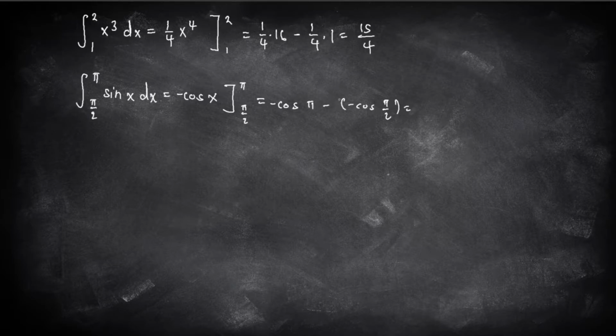Okay, cosine of pi is negative 1. Negative 1 times negative 1 is 1. Minus cosine of pi over 2 is 0, so that's just minus 0. So that's 1. Okay, so the integral, let's say we do one more example. We do the integral of 1 over x from e to e squared.